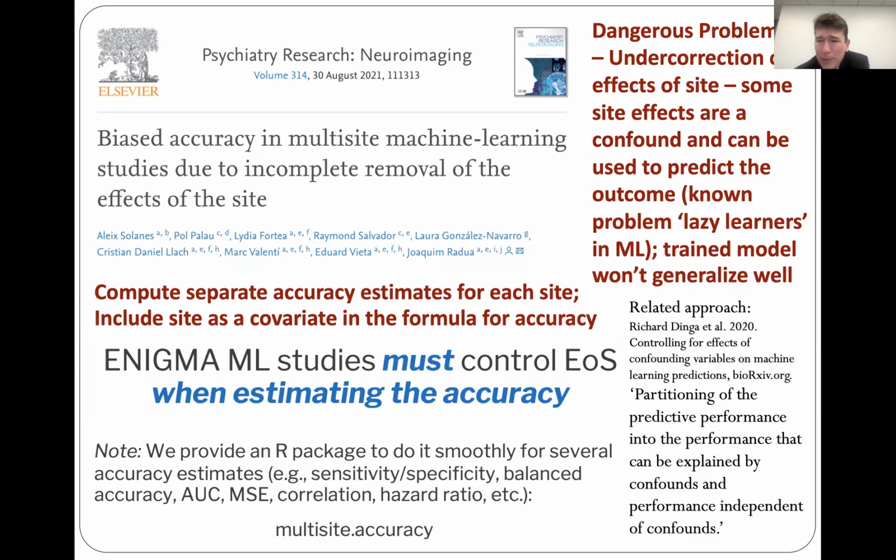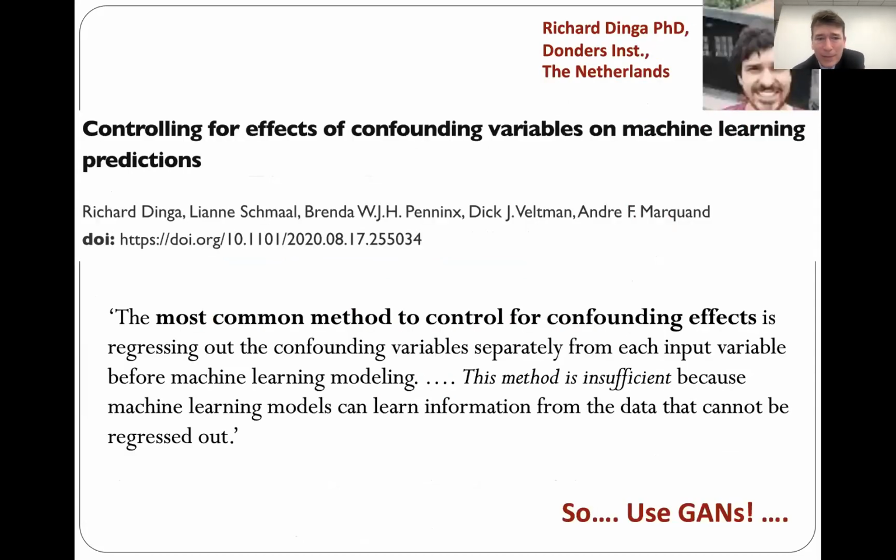And in related work, Richard Dinger and colleagues talk about partitioning the predictive performance of machine learning models on test data into the part that can be explained by confounds, such as the site where the data were collected, and the performance that's independent of confounds. In fact, they go as far as to say that the commonest method to adjust data for confounding effects in machine learning is to regress out confounding variables like the effects of site from each input variable. They say that's not really sufficient because there can be things at a site lurking in the data that we didn't anticipate. And then the machine learning algorithm can lock onto those in making predictions.